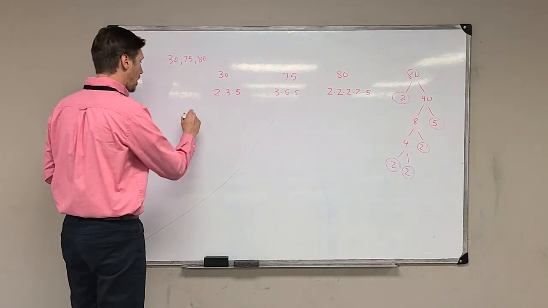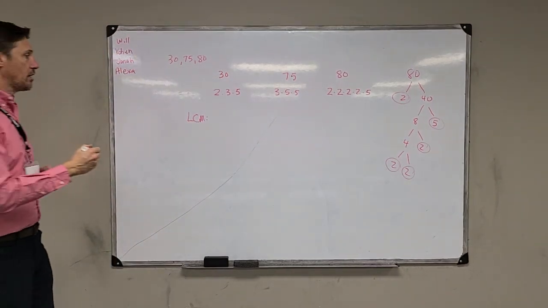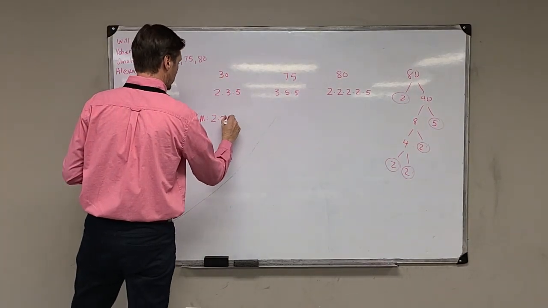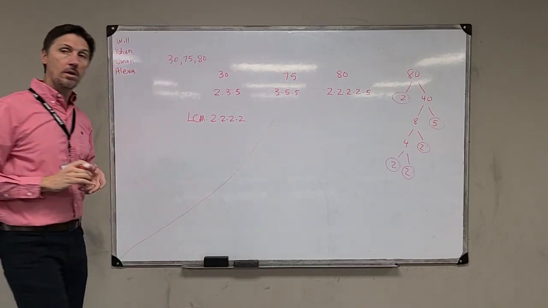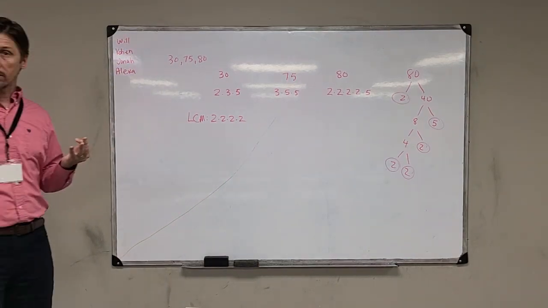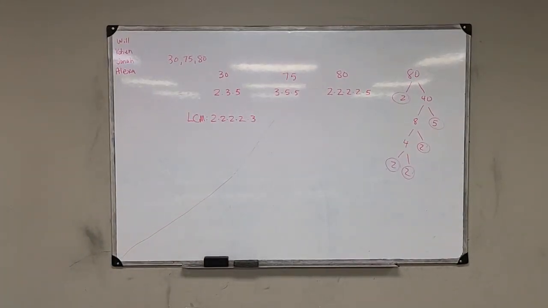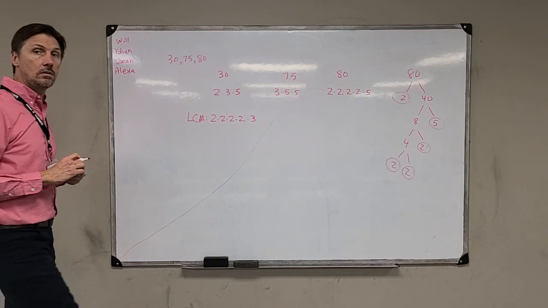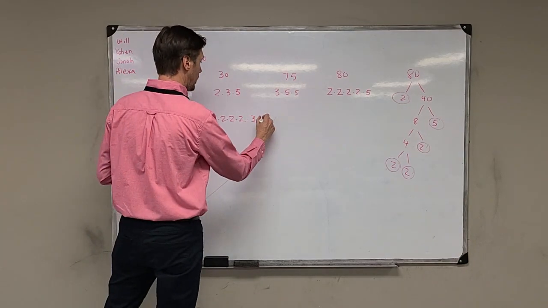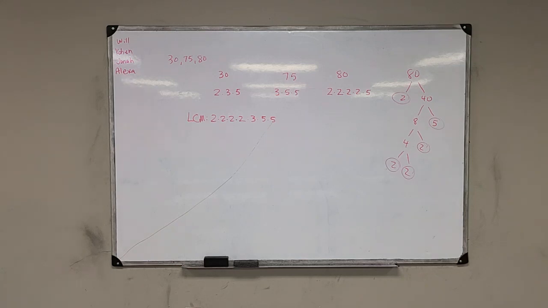So where are our most 2's? Under 80. We've got 4 of them, so we've got to put 4 of those down. Right? Where are our most 3's? 30 or 75, right? There's only 1. And where are our most 5's? 75. So we've got to do 5 times 5. There's 2 5's there, right? So that's how we get our least common multiple for that one.